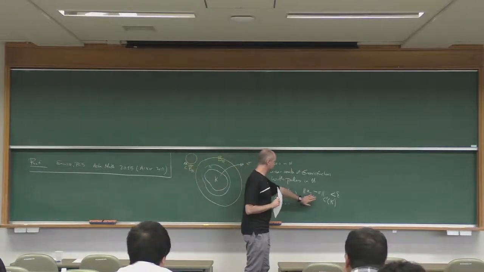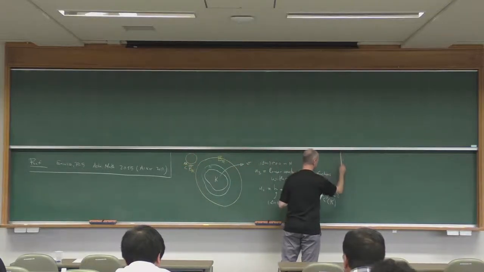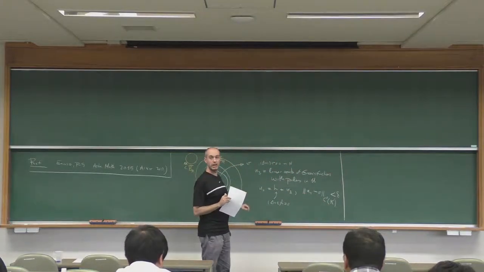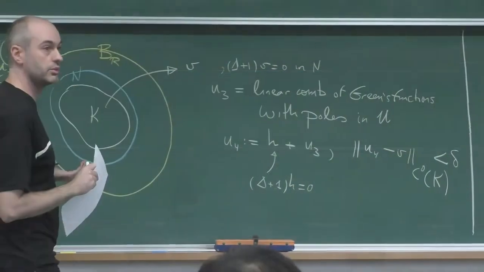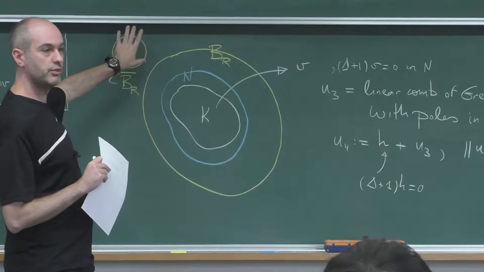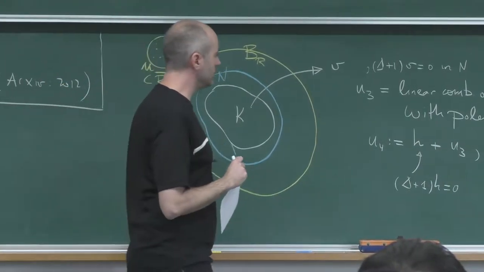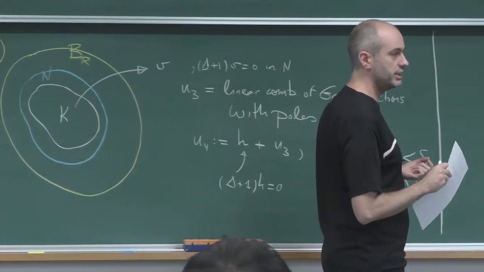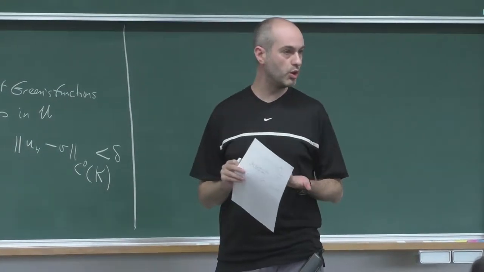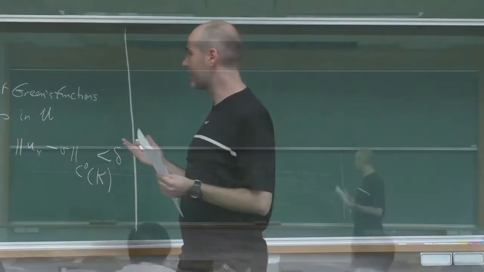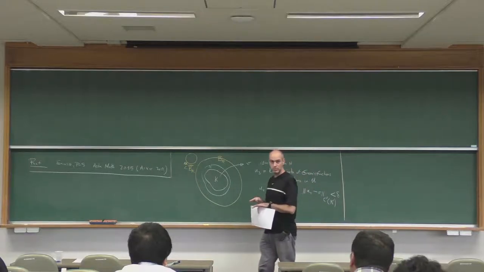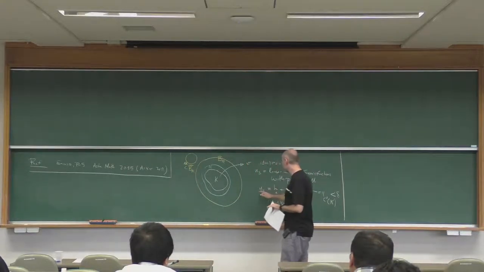Okay? So, the point is that this U4 still is not a global solution to the Helmholtz equation, right? Because it's defined everywhere except for these finitely many poles. So, in the global approximation theorem, we state that there exists a global solution. So, no poles at all, no singularities. So, how can we get this global solution? Now there are two paths to follow. There are two ways to proceed.